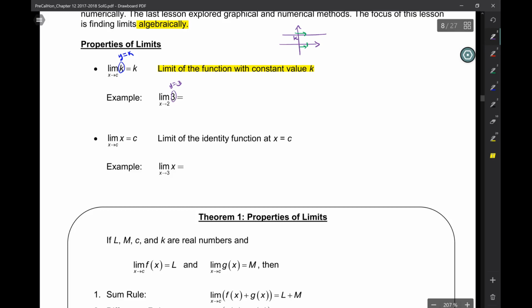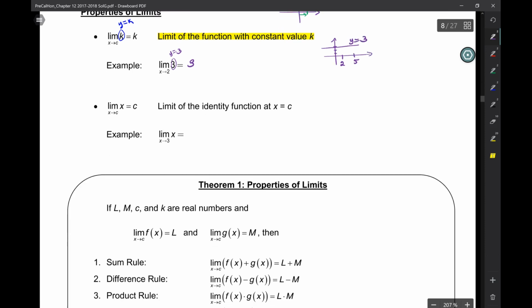All right, so in this case, y equals 3. So let's see what that looks like. Here's 1, 2, 3. This is my graph, right? Y equals 3. Okay, as I'm approaching x equals 2, what y value is the graph approaching? 3, right? As I'm approaching x equals 5, what value is the graph approaching? 3. So the limit of that is just 3.